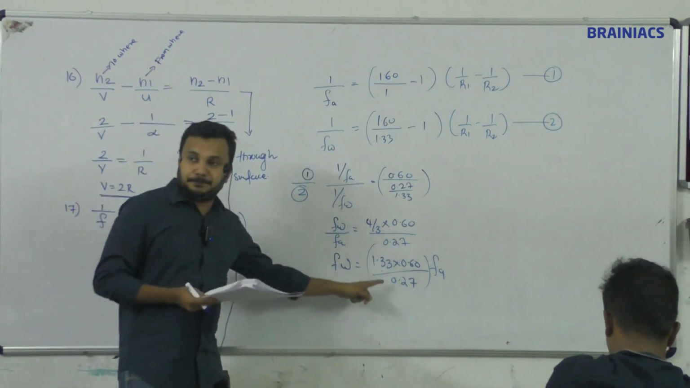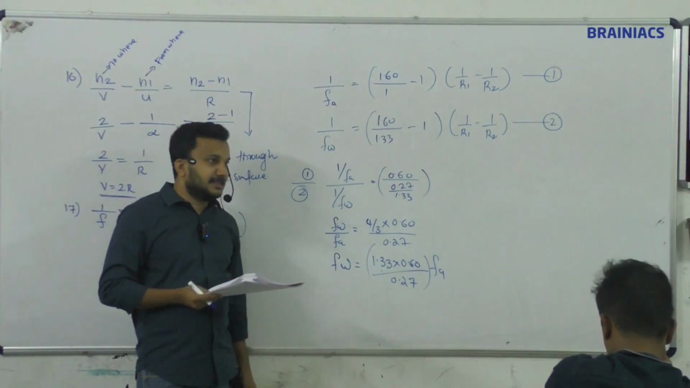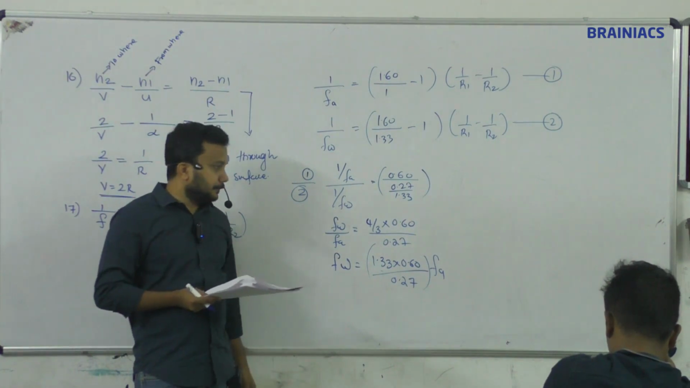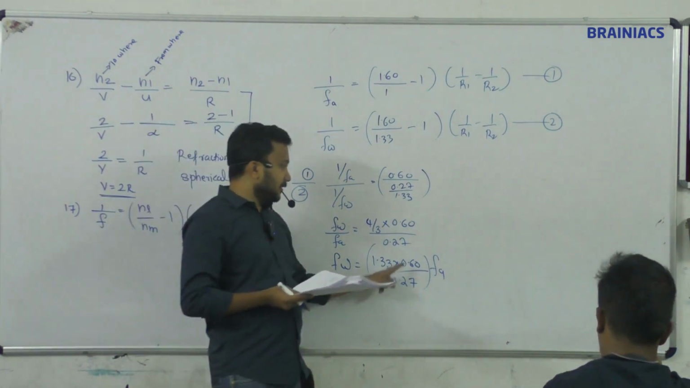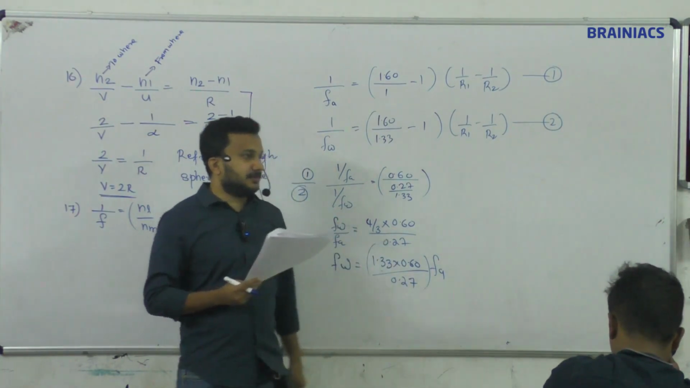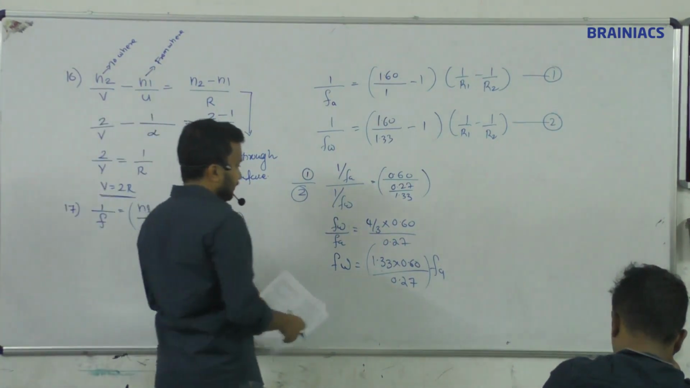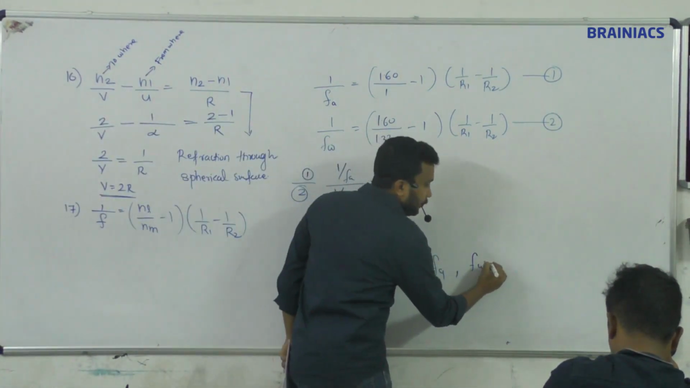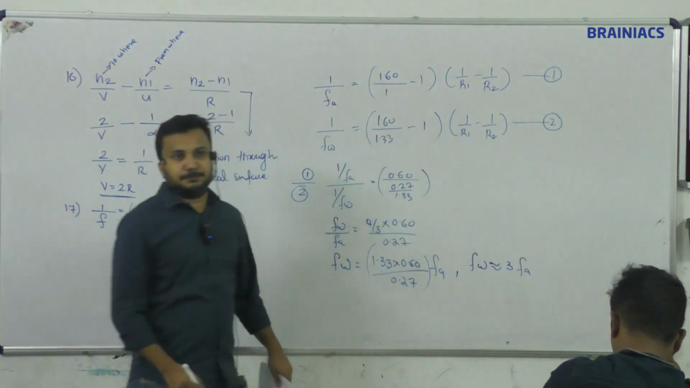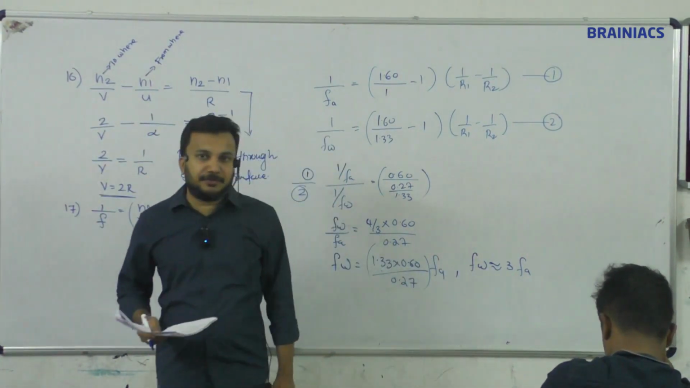So what is coming? This value 1.33, 4 by 3 into 0.6 into 0.27. 0.3 is taken, so this will come 2 times. Then 8 by 3, that is approximately 3 times. So 3 times longer than air. So this means FW is approximately equal to 3 times F air.